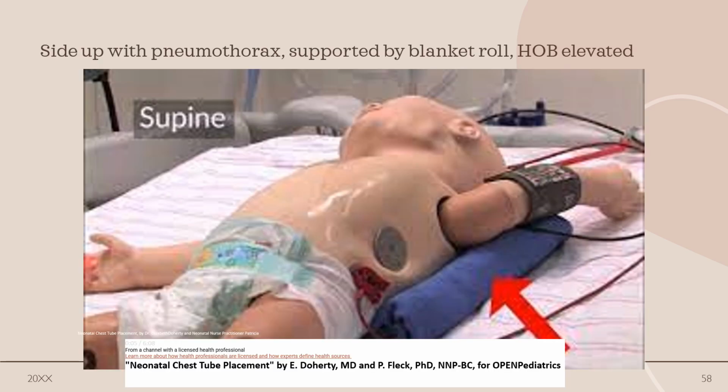Now, if they are putting in a chest tube, you can see that the side is up. This would be the affected side, and the baby is supported by a blanket roll here so it doesn't roll back on their back. Someone needs to make sure that the arm doesn't fling back down, so someone needs to hold the infant's arm up. And the head of bed is elevated to help displace the air upward.